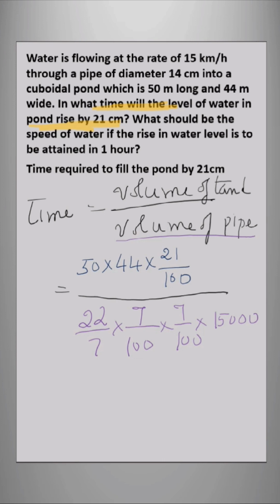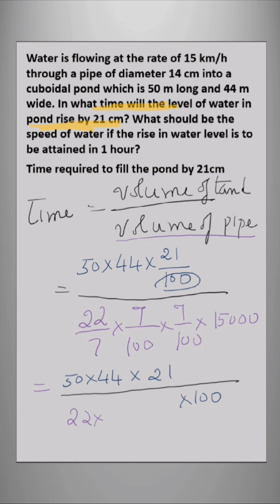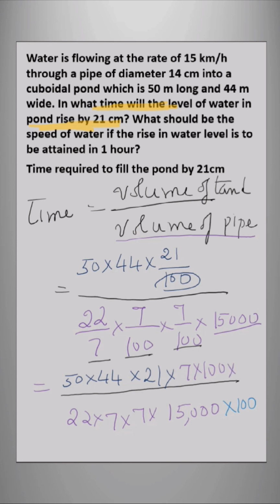Now let us rearrange. 50 into 44 into 21 into 100. This 100 comes here, into 100. 22 into 7 into 7 into 15,000. This 7, this 100, this 100 comes here. Or you could have cancelled here only. Okay, I forgot, nothing to worry. 7 into 100 into 100.